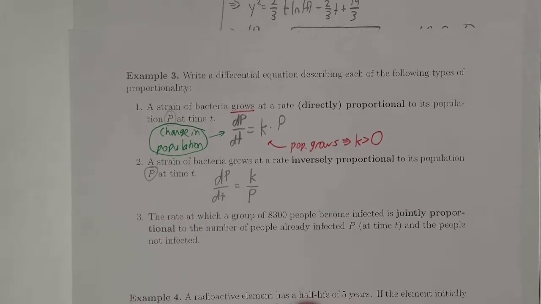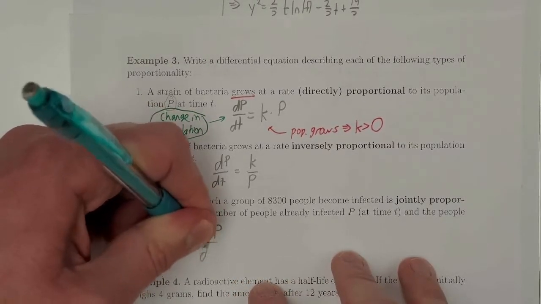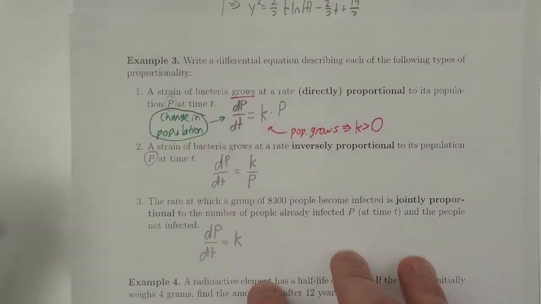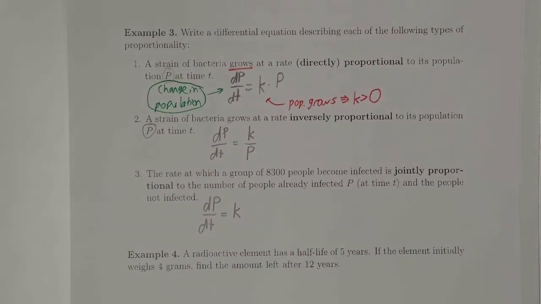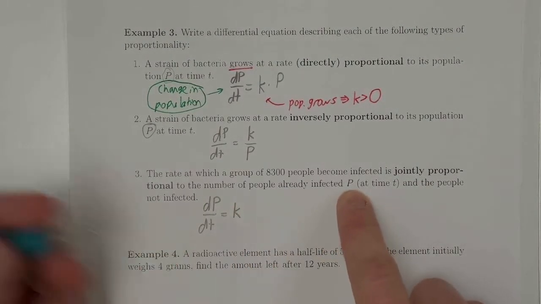And then the last one is jointly proportional. In this case, I took this from the first time I took this class, and I know this has aged very poorly, but I didn't really think about it too much. The rate at which 8,300 people become infected is jointly proportional to the number of people already infected, P, and the people not infected. So in this case, dP/dt equals k, still our proportionality constant. Now we have to multiply k by the number of people already infected, which is denoted by P.